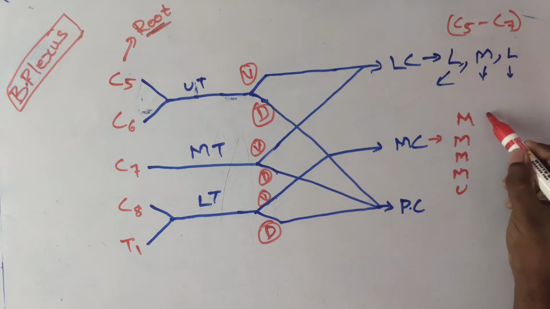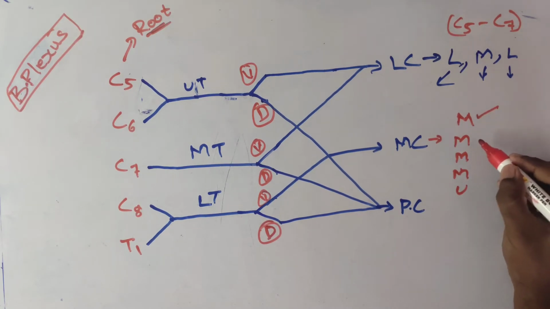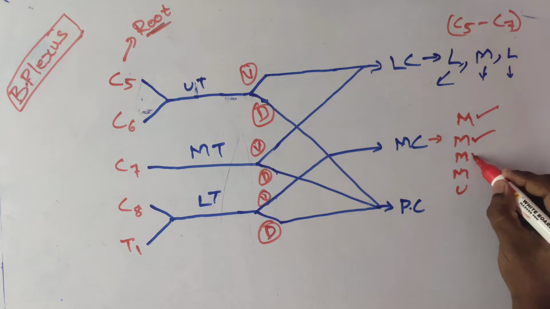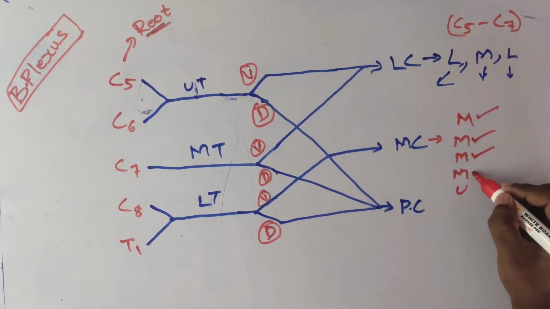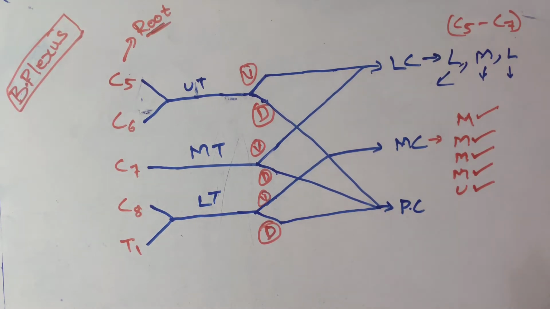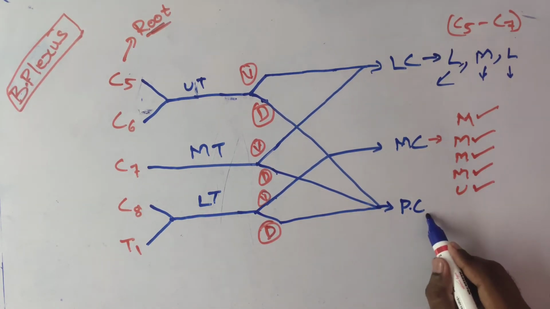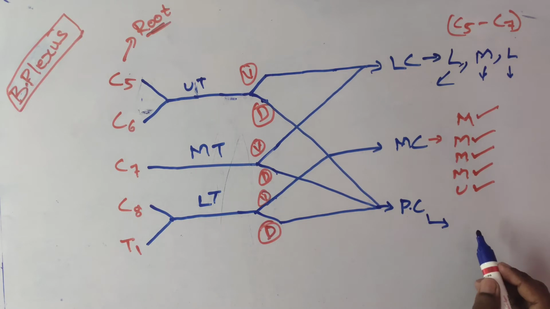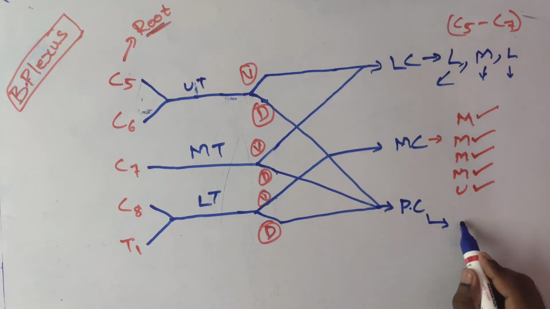First one is medial pectoral nerve, medial cutaneous nerve of arm, medial cutaneous nerve of forearm, and the medial root of median nerve, and ulnar nerve. Next, coming to the posterior cord, this posterior cord gives 5 branches.